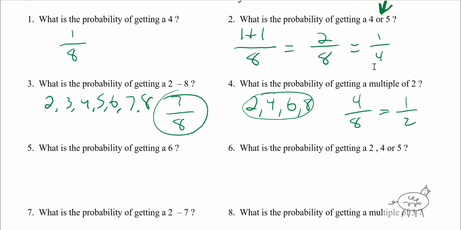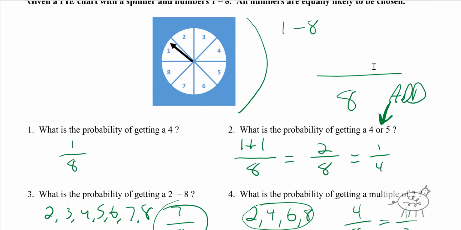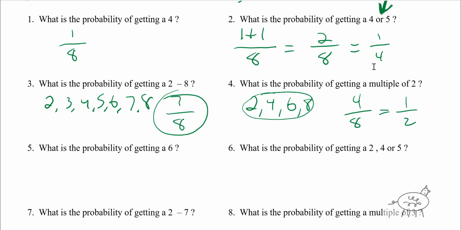Okay, what's the probability of getting a 6? Well, there's only one 6, so it's 1 over 8. What is the probability of 2, 4, or 5? Again, there's "or," so there's a 2 or 4 or 5. There's 3 of those, so 3/8.